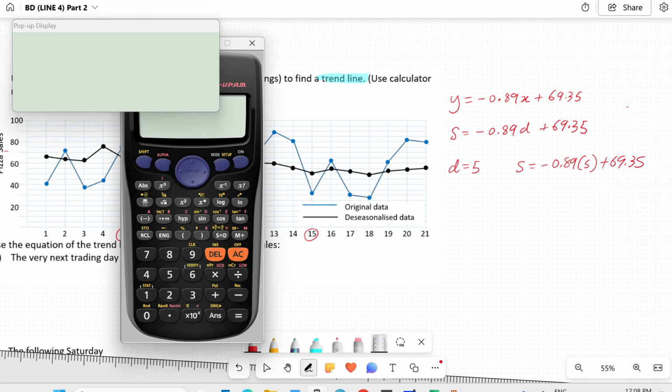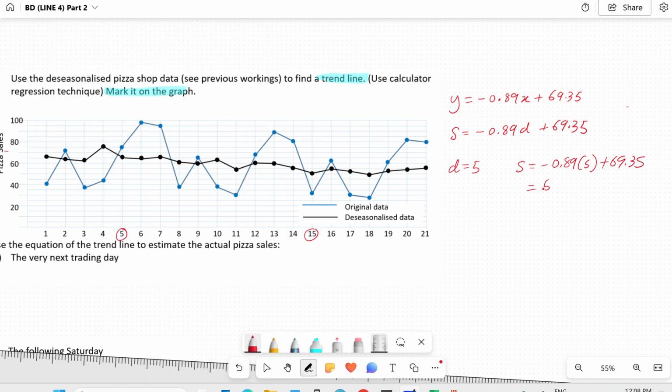Righto. So if we do that one, negative 0.89 by 5 plus 69.35, we get 64.9. So that means that one coordinate point on this line is at 5 and 64.9. So I can mark that on the graph. 64.9 is about there. I'll just mark it. So that is the coordinate 5, 64.9. All right, now the other value I chose was 15. So I'll put that one in.